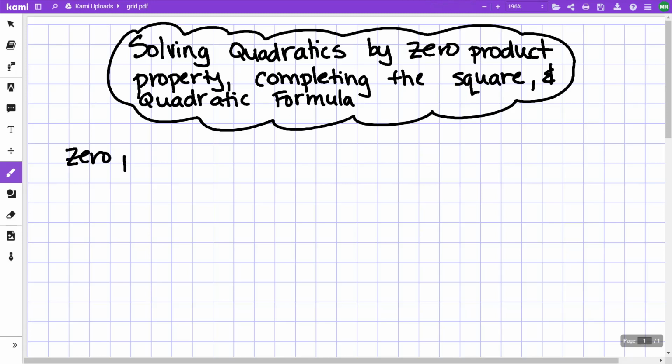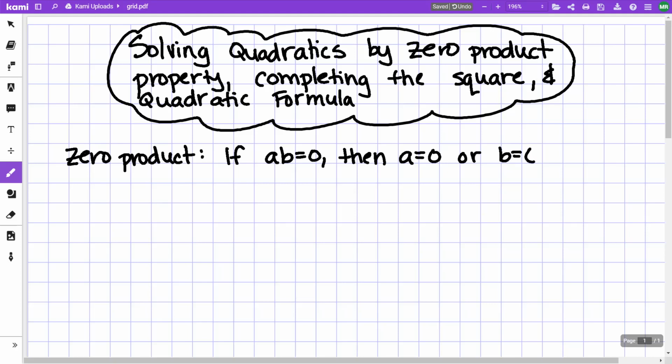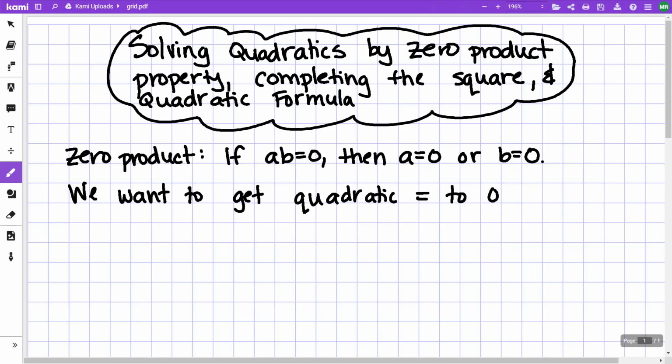So the zero product property is the following. We kind of did little notes on this, but I just want to add everything together. If A times B equals 0, then anytime we multiply two things together and get 0, one of them has to be 0. Then A equals 0 or B equals 0. And when I say or, it could be A, B, or both. So what we want to do is get the quadratic equal to 0 and factor. That's our goal.